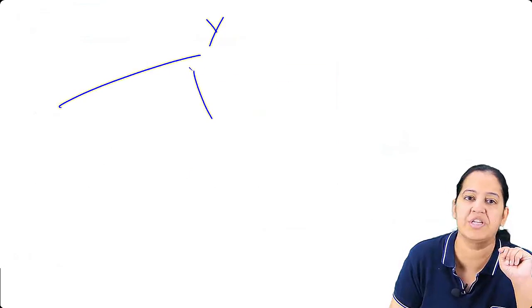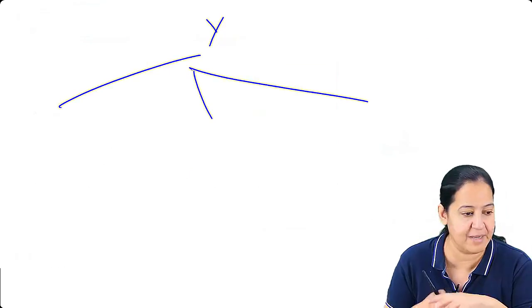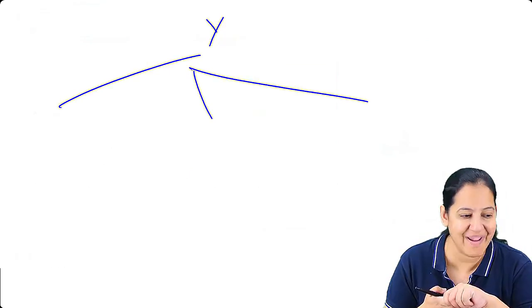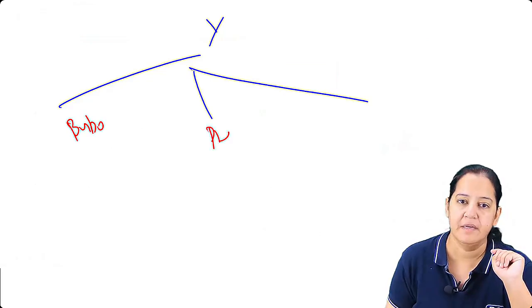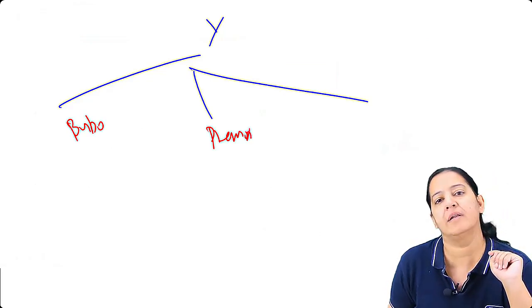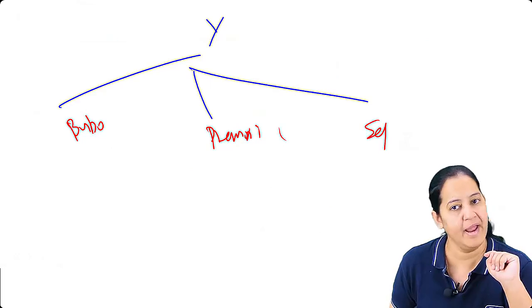I told you three types of plague. What are the three types of plague? Please tell me. Say, ma'am, bubonic plague, pneumonic plague and septicemic plague.